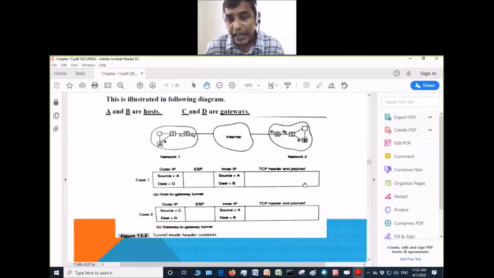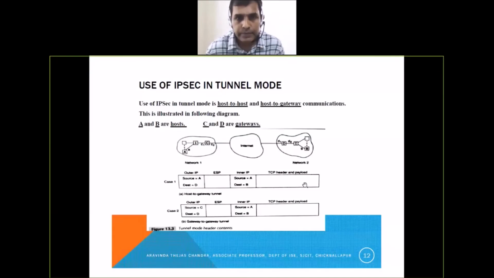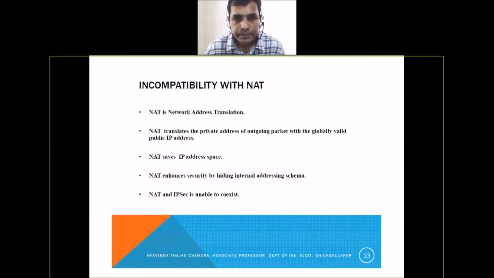This is what I told you about limited traffic flow confidentiality. Okay, next, what is the problem with IPsec? The main problem with IPsec is it is incompatible with NAT, Network Address Translation.